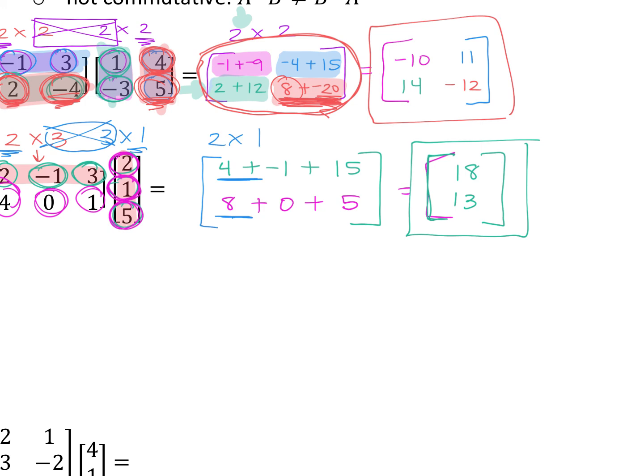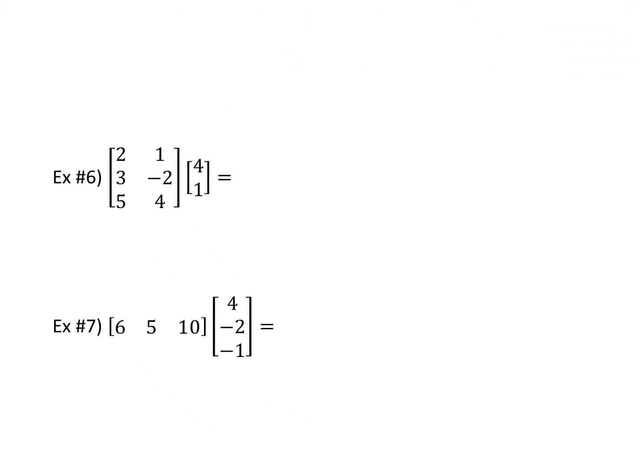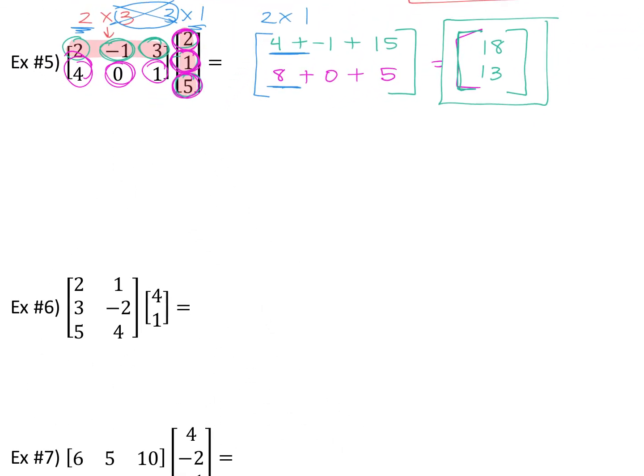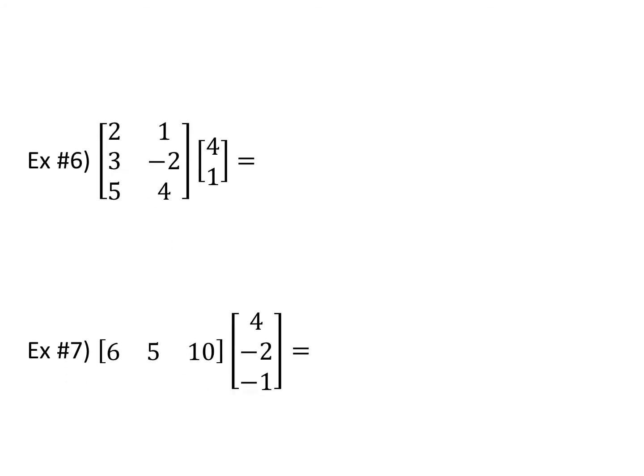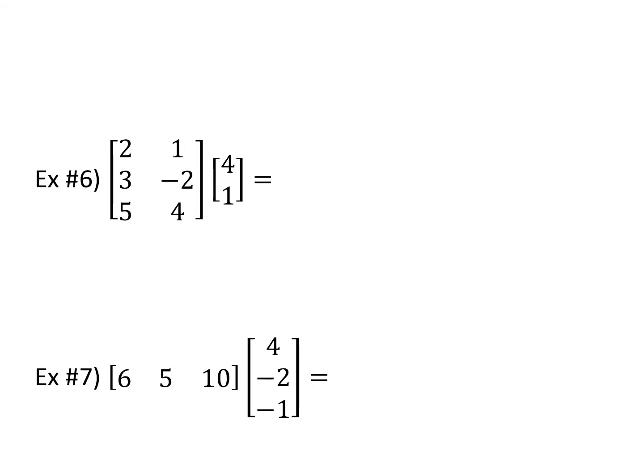Pretty good? Okay, you do the next one. Example 6. Give it a go. See if you've got it. Remember, always check. Are they the right dimensions? Can you tell me the dimensions of your answer real quick? 3 by 1. You should get a 3 by 1 when you're done.